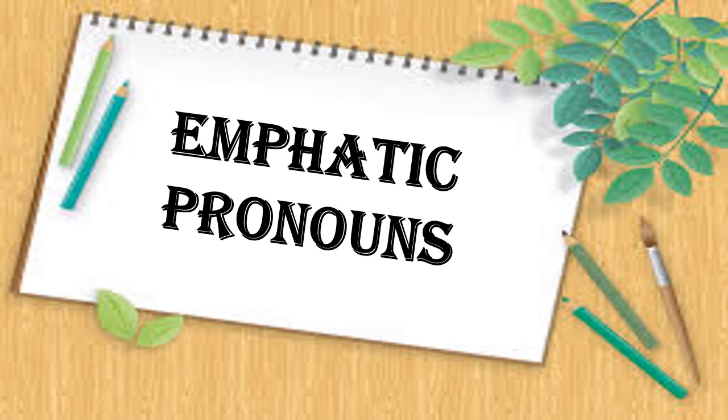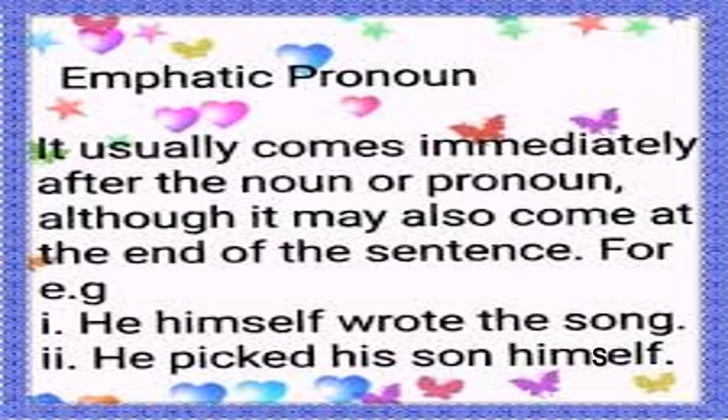Now let's move on to emphatic pronouns. An emphatic pronoun usually comes immediately after the noun or pronoun, although it may also come at the end of the sentence. For example, he himself wrote the song. When you ask the question to the verb, how, you will get the answer, emphatic pronoun. Like wrote how? Himself only. So himself is what? Emphatic pronoun. See the next one? He picked his son himself. So how he picked? Himself. So himself is what? Emphatic pronoun.